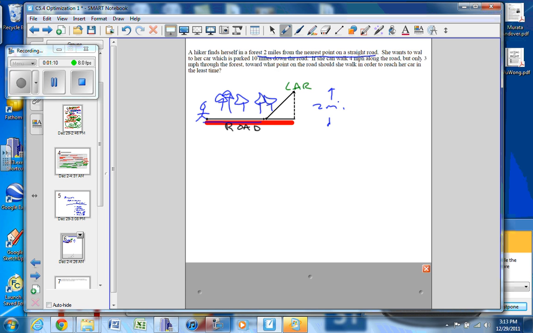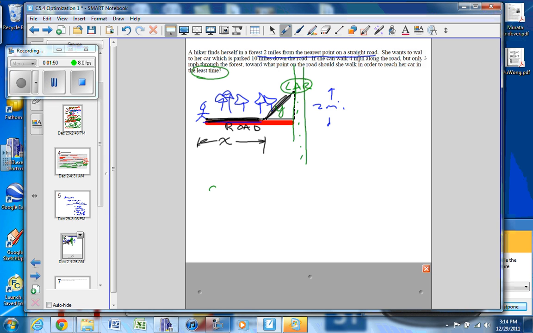And when they get to the forest, here's their car, and their car, here's another road. So there's two roads, they intersect each other. But what the hiker says is, well, I bet I can walk along the road for some distance X, and then cut up through the forest for some distance Y. And what we want to do is minimize the time walking.